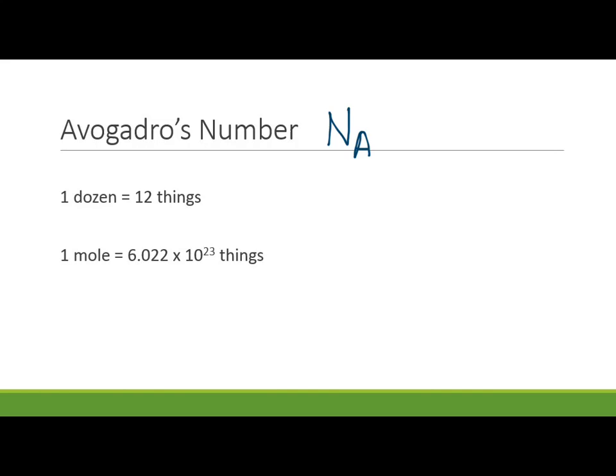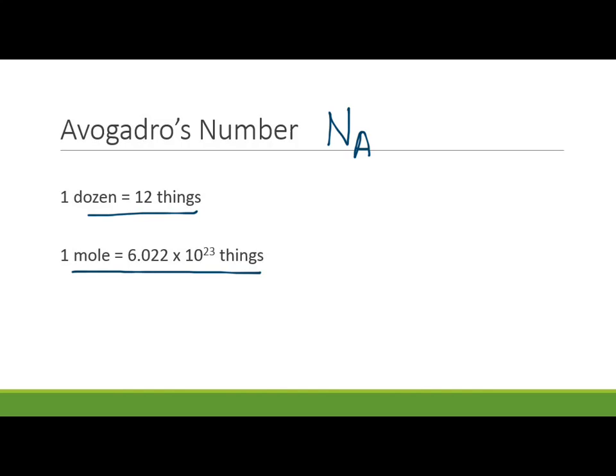Just like we know that 1 dozen is always 12 things, what if I said a dozen? You'd say 12. If I said a baker's dozen, you would say 13. Well, a mole is kind of like saying a chemist's dozen. So 1 mole is defined as being equal to 6.022 times 10 to the 23rd things.